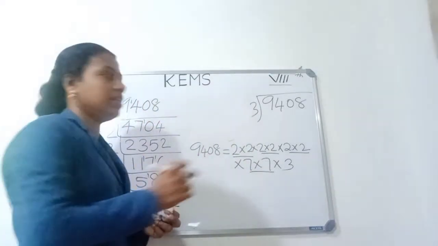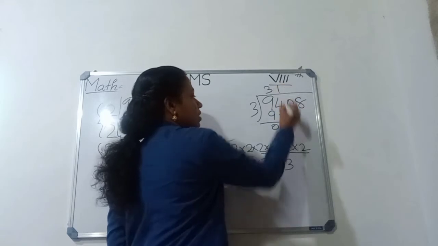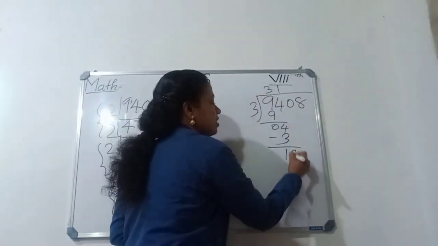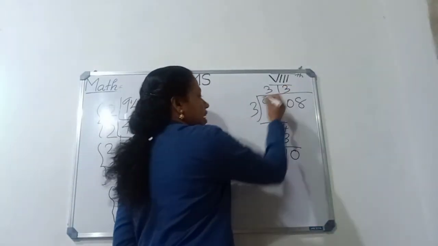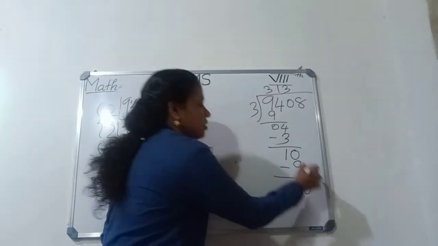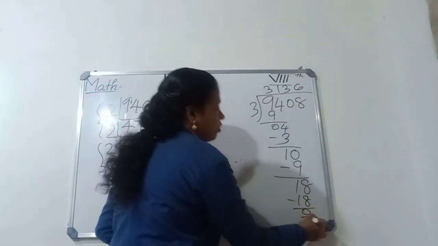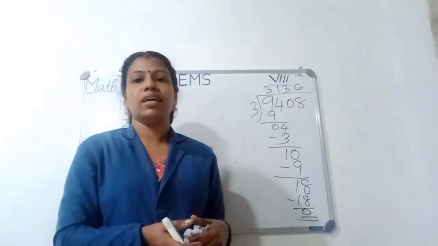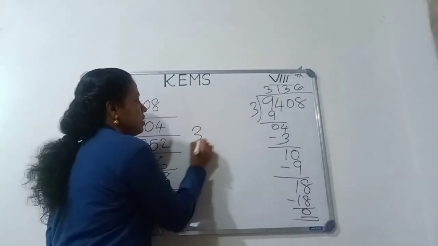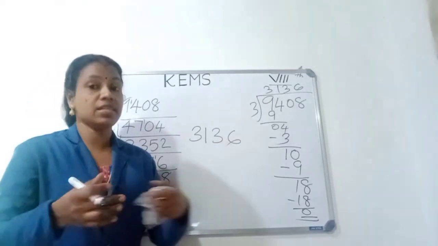So what is the quotient? Just divide this number by 3. 3 3s are 9, remainder 0. Next number 4. In 4, 1 3 is 3. Then subtract, 1 is the balance. Next 0 brings down. In 10, 3 3s are 9. Again subtraction, 1 remainder. Then bring down 8. So 18. In 18, 6 3s are 18, so 0. So the new number, that is the quotient, is 3136. 3136 is the new number.